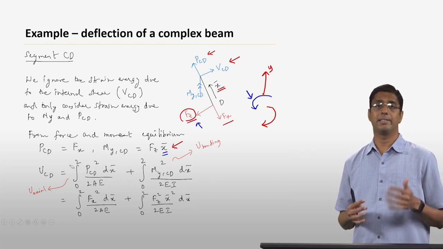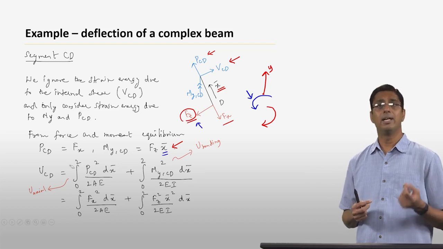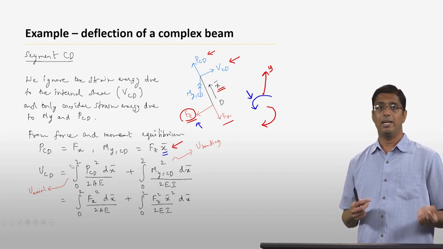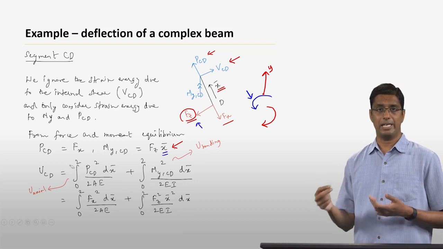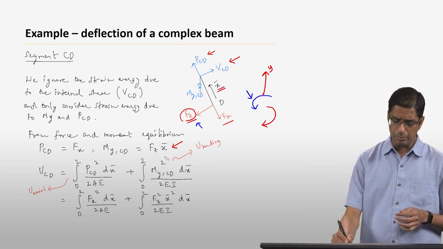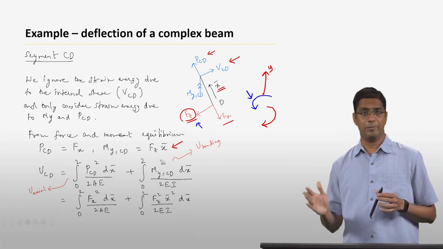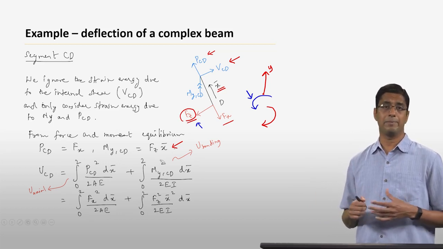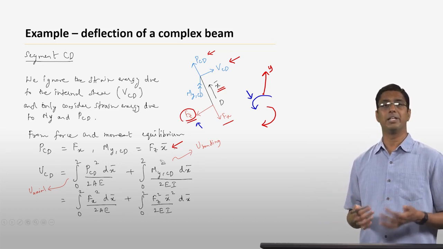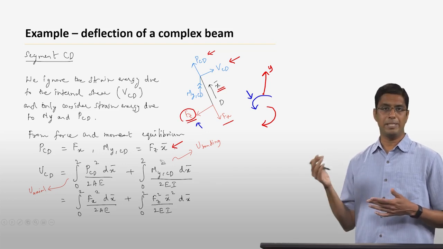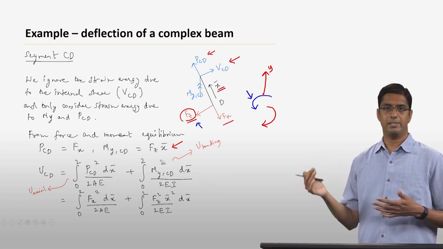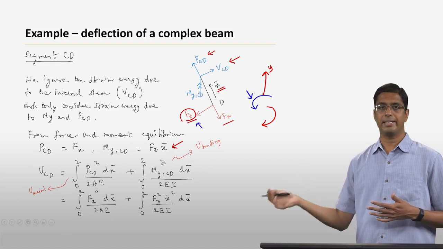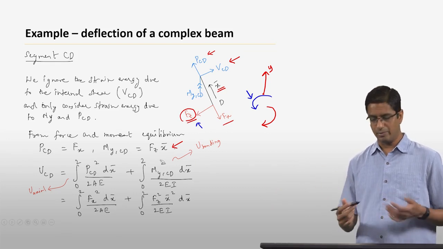Okay, so in this case, it's a moment in the y direction, and that is a bending moment, and that turns out to be Fz times x bar. Okay, now once you know PCD and MYCD, it's actually very trivial to find out what the internal energy in the segment UCD is. So essentially, you take integral 0 to L of P squared dx by 2AE plus the integral 0 to L of M squared dx by 2EI. Okay, and that is what I have done here.